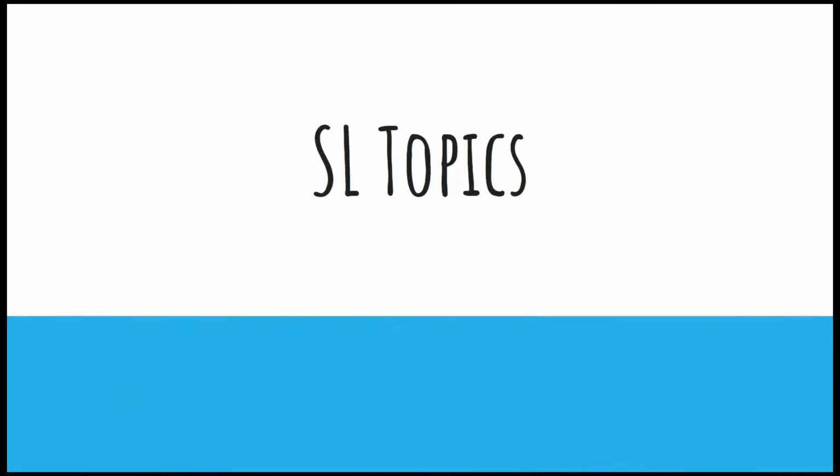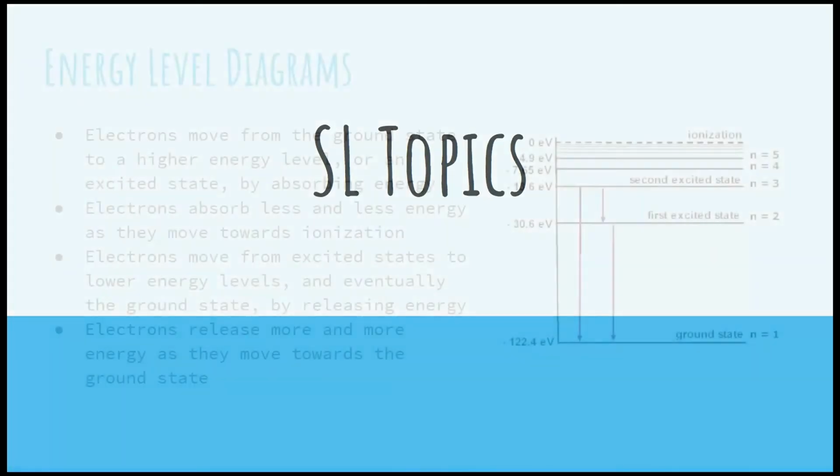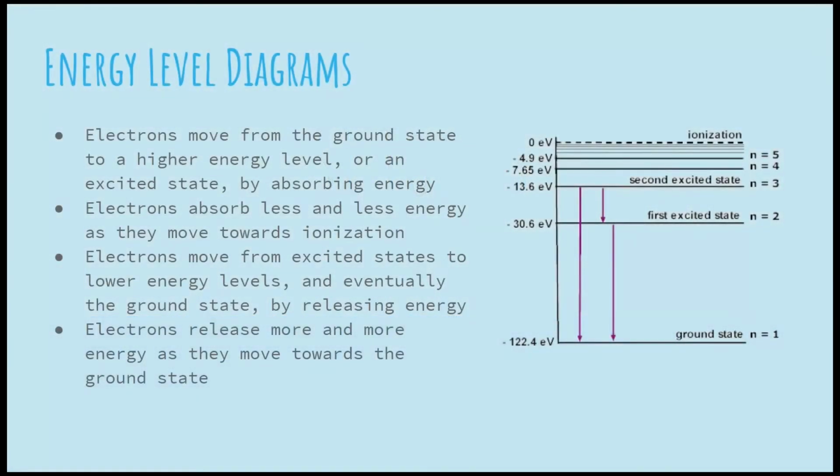So first, we are going to start with the SL topics of HL chemistry kinetics. The first concept is energy level diagrams. In energy level diagrams, we have electrons that move from the ground state to a higher state in an energy level, also known as an excited state, by absorbing energy. And then electrons absorb less and less energy as they move towards ionization.